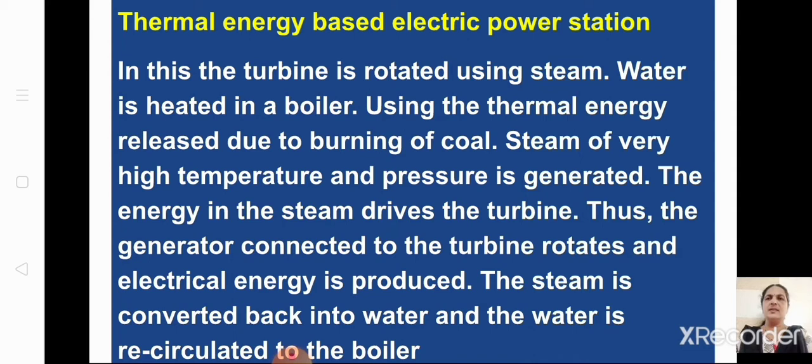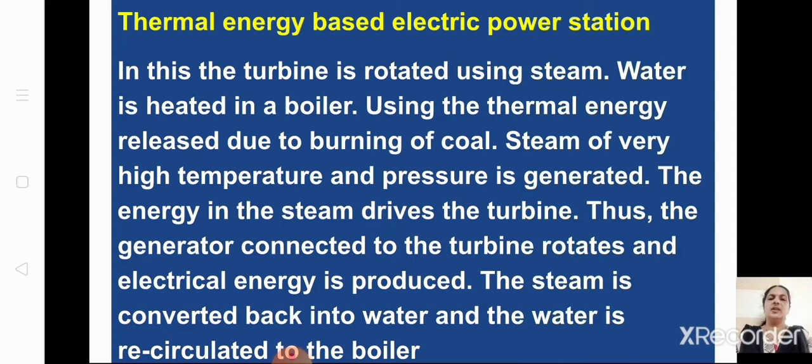So let us revise. Water is boiled in a boiler using the thermal energy released due to the burning of coal. What is the fuel? Coal is taken. When it is burned, water is boiled and converted into steam. The steam of very high pressure and temperature forms, and the energy of the steam drives the turbine. Thus the generator connected to the turbine rotates and electricity is produced. And the steam is converted back into water, and the water is recirculated to the boiler. That means there is no wastage of water.